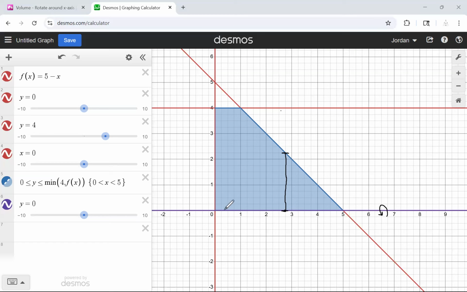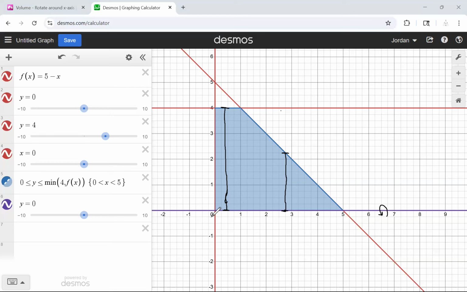However, if I'm over here between 0 and 1, then the top of the rectangle, which is the radius of my disk, is at y equals 4, and the bottom of my rectangle is going to be at y equals 0.